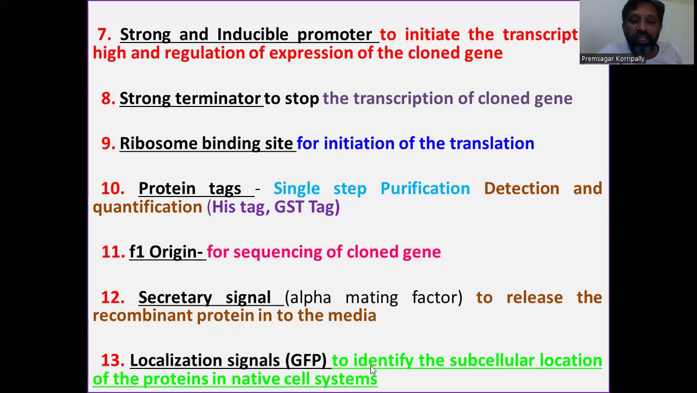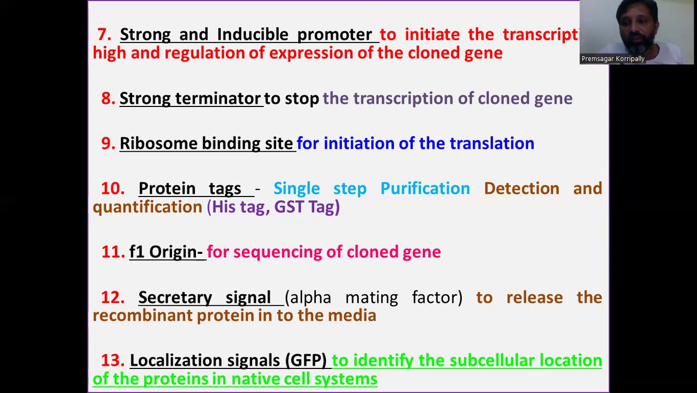And for the localization signal, you can use GFP, green fluorescent protein, from the jellyfish. Here, you use it when you want to know the subcellular localization of any protein, right?